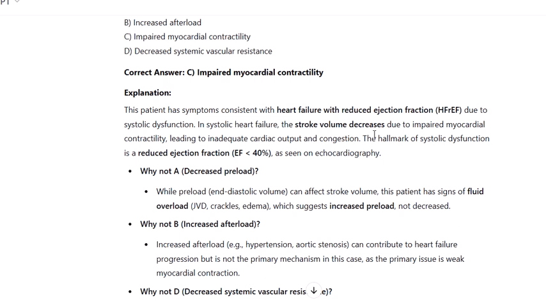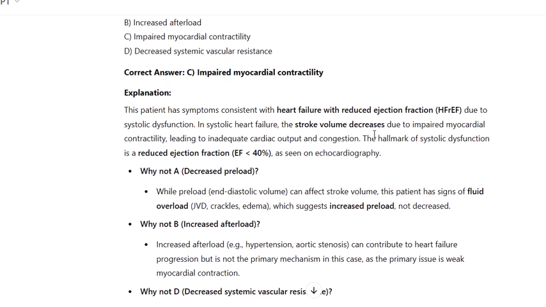Why not A, decreased preload? While preload, end-diastolic volume, can affect stroke volume, this patient has signs of fluid overload, JVD, crackles, edema, which suggests increased preload, not decreased. Why not B, increased afterload?